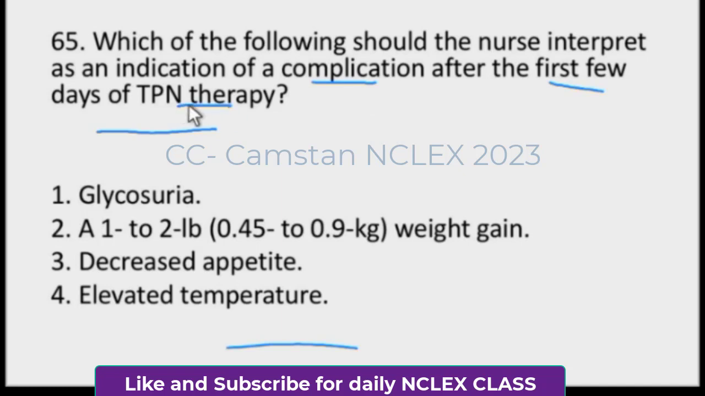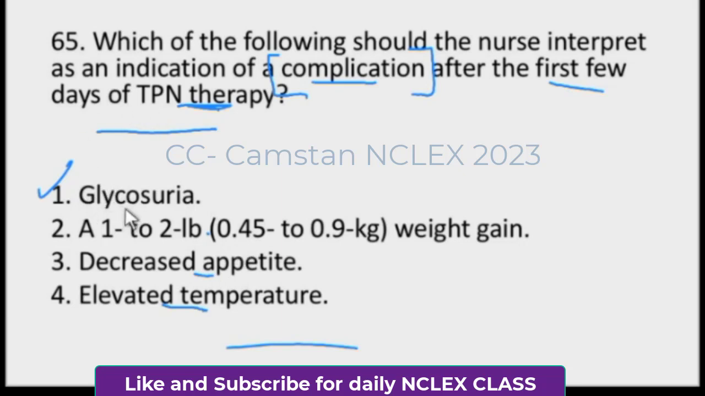So after the TPN therapy, there will be a few complications. To interpret the indications of these complications, what will the nurse do? The first option is glycosuria. Second is a 1 to 2 lb, that is 0.45 to 0.9 kg, weight gain. Third is decreased appetite. Fourth is elevated temperature.